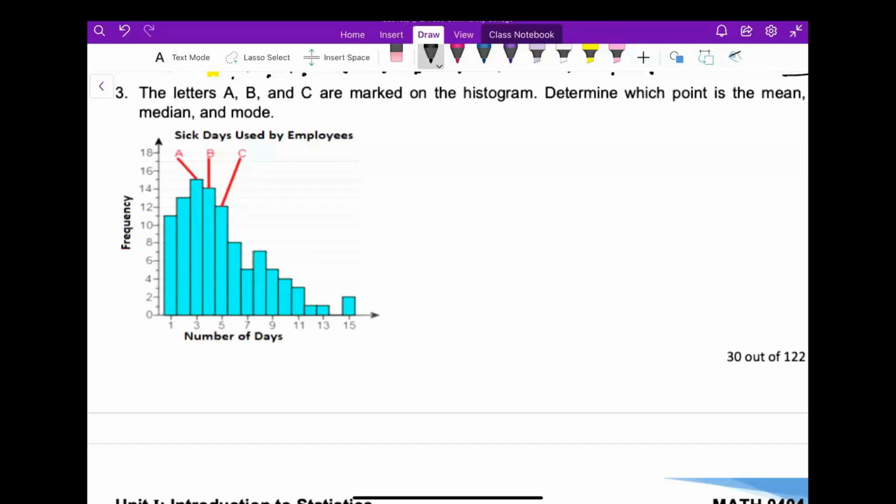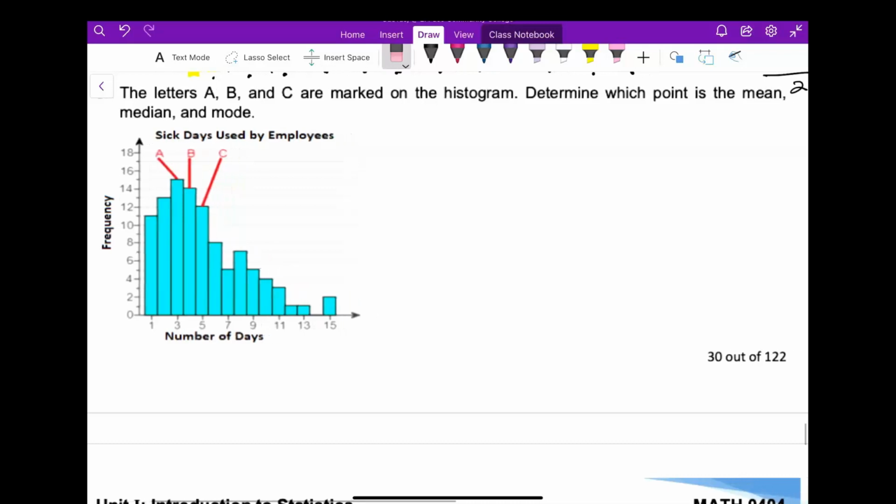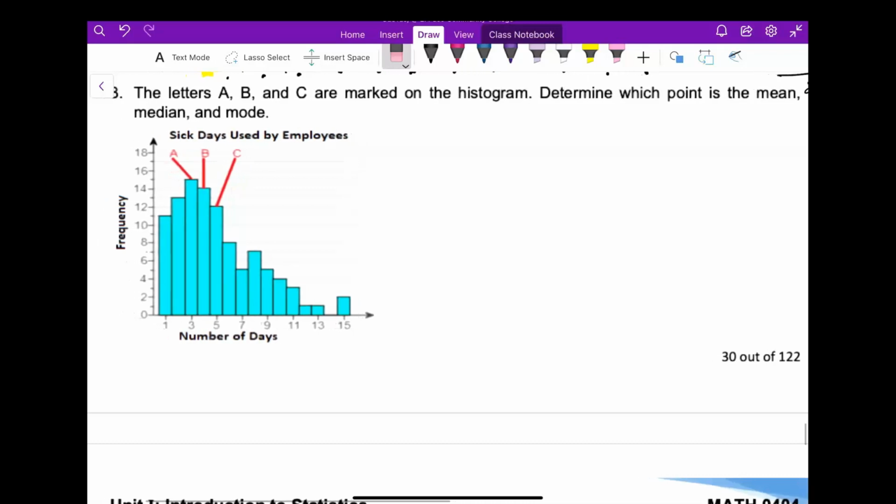Example 3. The letters A, B, and C are marked on the histogram. All right, so we see the markings. Here's A, B, and C. And remember, this is called a histogram. Why is this a histogram? Because the bars touch. The question is, determine which point is the mean, median, and mode.